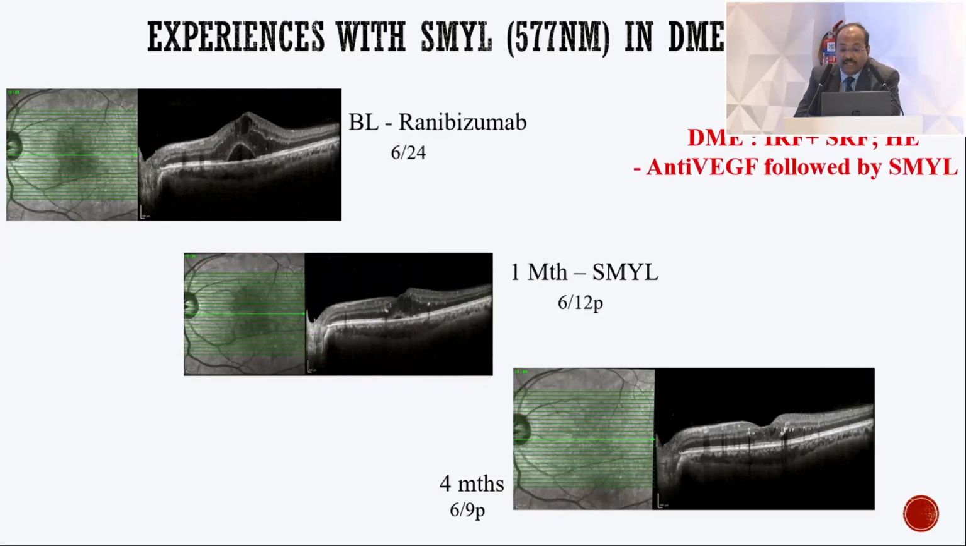A third scenario where now you have IRF, subretinal fluid, hard exudates, but it's a little thicker. You can see a fairly significant amount of subretinal fluid. So in this kind of situation, I would prefer going in for ranibizumab, reducing that SRF, then putting in micropulse laser, and you see at 4 months a good outcome.